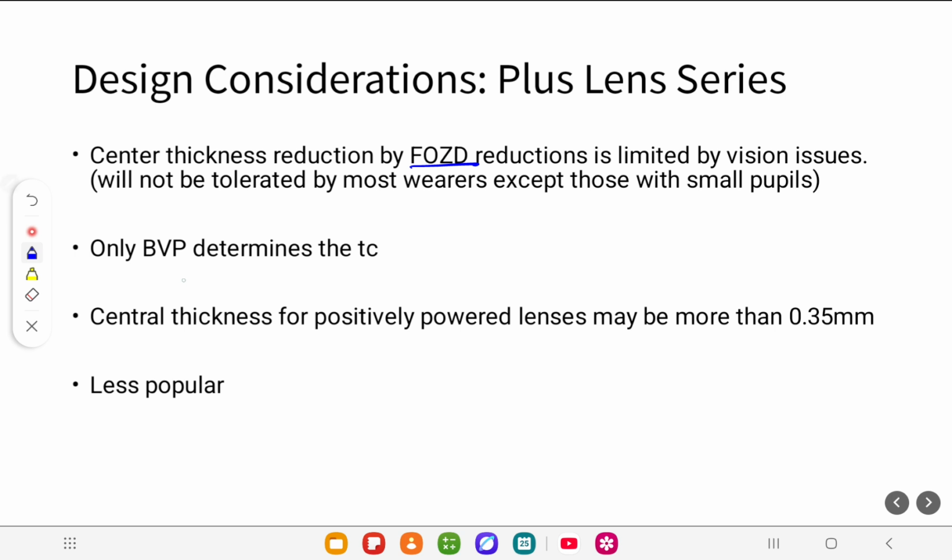Only the back vertex power definitely determines the central thickness. Central thickness for a positively powered lens may be more, and such lenses are sometimes less popular. That's why in case of high plus, we always see a lenticular design, isn't it? Yeah, that's the reason. In high minus too, if it's minus 14 or 15, you will see a lenticular design in soft contact lens.